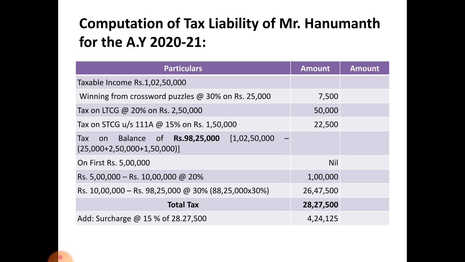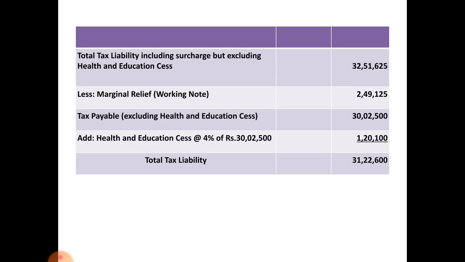On this amount, that is on total tax, you have to add surcharge at 15% of this amount, that is 15% of 28 lakhs 27,500, that amounts to rupees 4,24,125 rupees. From this you have to calculate the marginal relief, okay. And for calculating surcharge purpose, you should not add health and education cess, remember that thing. So his total tax liability excluding health and education cess amounts to rupees 32,51,625 rupees. From this you have to deduct the marginal relief.